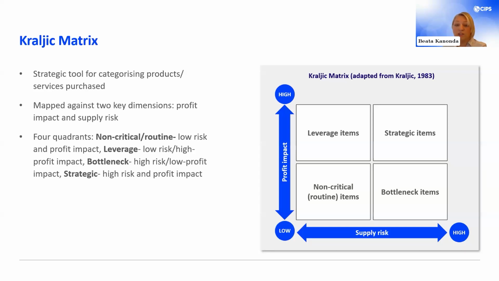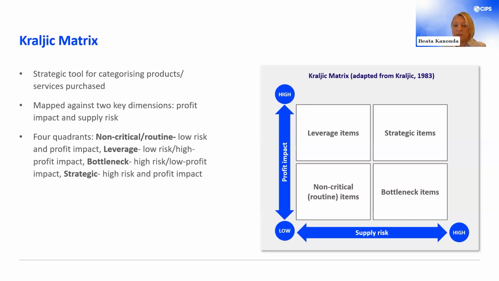Essentially, it's a supply positioning tool that can be used to categorize products and services based on key dimensions of profit impact and supply risk. Profit impact measures how much the product or service category contributes to the company's profitability, considering aspects like its role in revenue generation, cost impact, overall spend value, and importance to customer satisfaction.